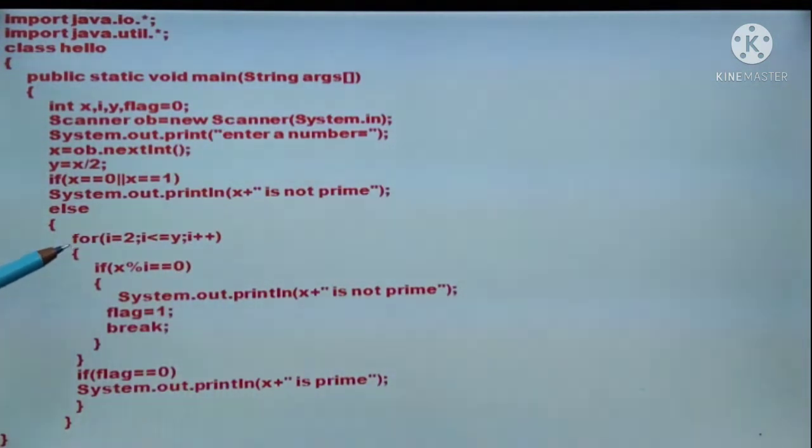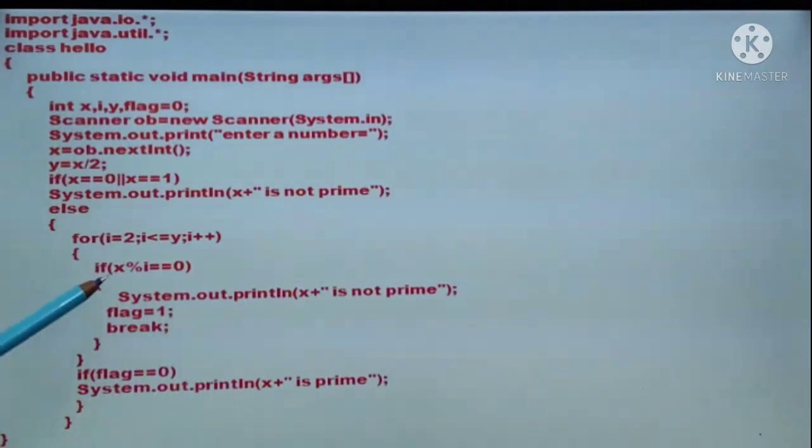Then in the else part, I am again writing, put the opening curly brace of the else part, and here I am starting a loop, a for loop, for i equals 2 and i less than or equal to y. What is y? y is the value which I have stored as x by 2. So this is the condition: i is less than or equal to y, and i plus plus, increment by 1. So your for loop, open the brace of the for loop.